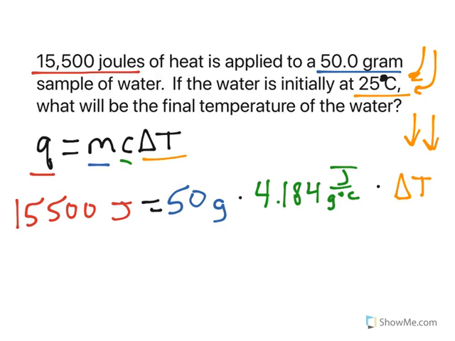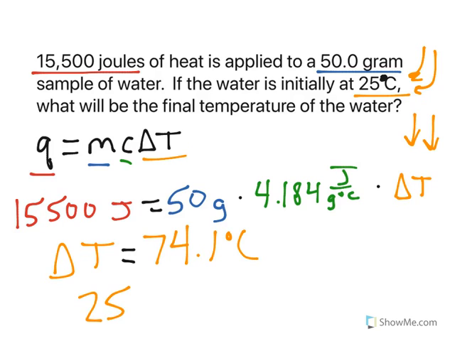So all you have to do is plug this into a calculator. And when you plug it into a calculator, you find your delta T is going to equal, it looks like we have 3 sig figs, 74.1 degrees Celsius. Now you have to be careful here. This is not your final temperature. This is merely the temperature change. You were initially at 25 degrees. Now you've increased it by 74.1.